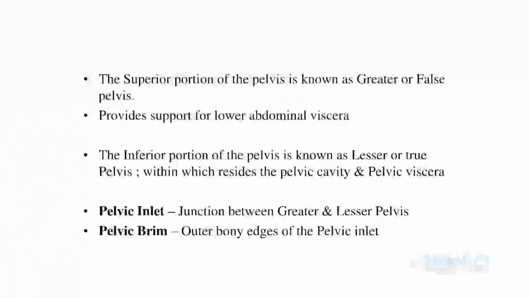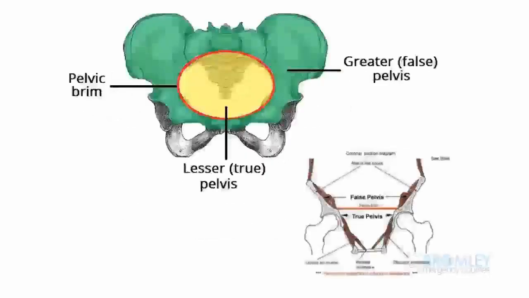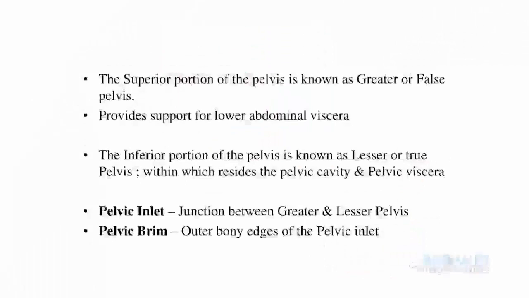And the junction between the greater and the lesser pelvis is the pelvic inlet. The junction is the pelvic inlet, and the outer borders of this pelvic inlet are nothing but the pelvic brim. So greater pelvis, lesser pelvis, pelvic brim, and of course the outer bony edges of the pelvic inlet are nothing but the pelvic brim.